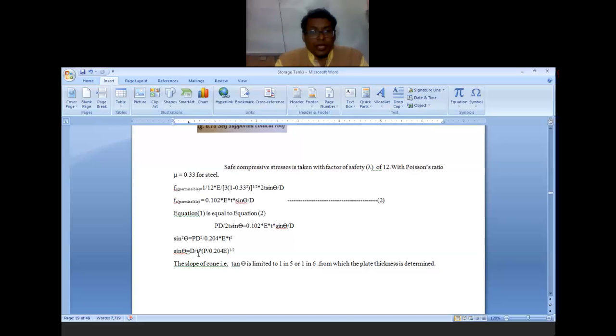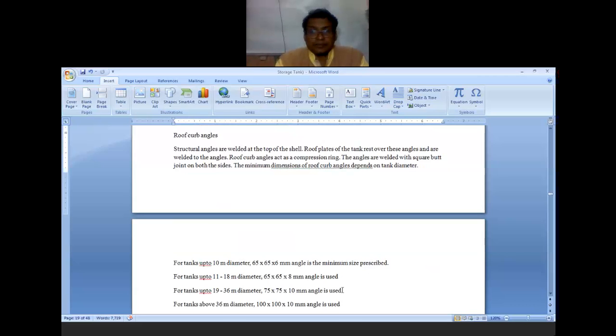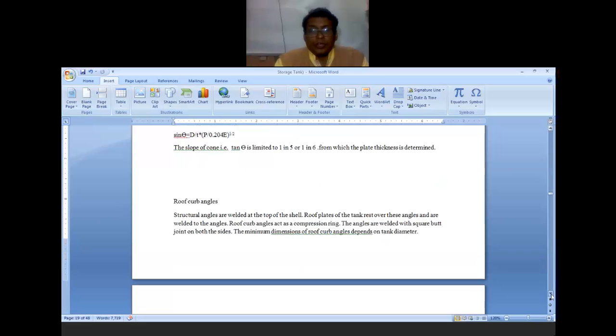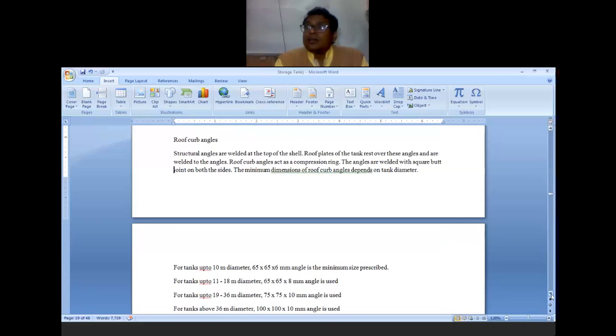So after simplification you get theta sin theta, which is equal to D upon T into P upon 0.204 E raised to 1 by 2. The slope of the cone, that is tan theta, is limited to 1 in 5 or 1 in 6, from which the plate thickness is determined. So ultimately what is there? You have to determine the plate thickness of the roof, the plate thickness for the shell. So we are finally designing the thickness of a storage tank: the shell thickness, the roof thickness and the bottom thickness.